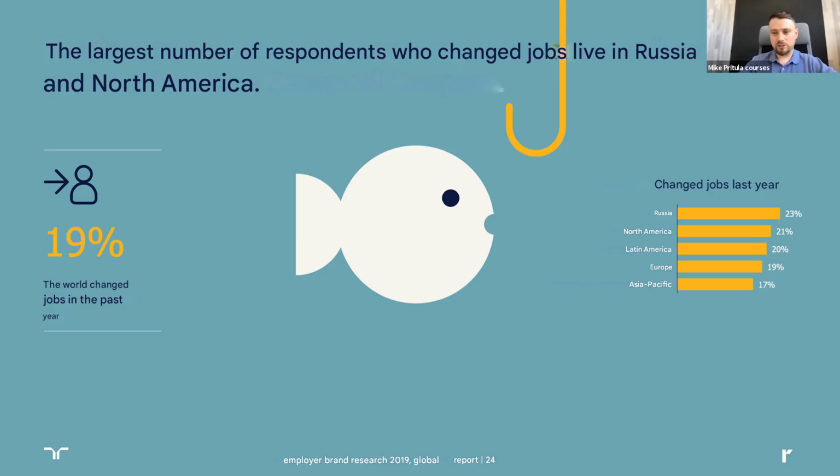The main reasons for turnover. There we looked at people who were changing jobs, considering jobs. Here, specifically about those who clearly changed jobs last year. So 19% of people worldwide changed jobs last year. This means that the average turnover rate in the world is 19%.